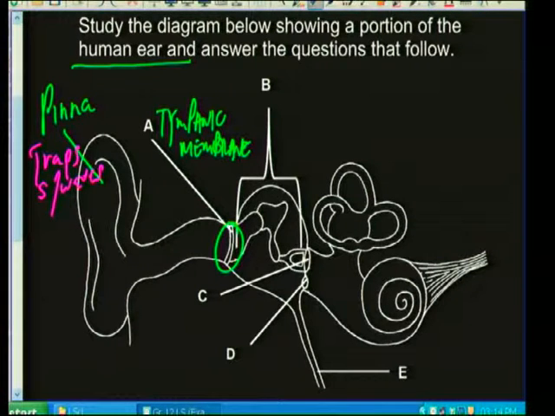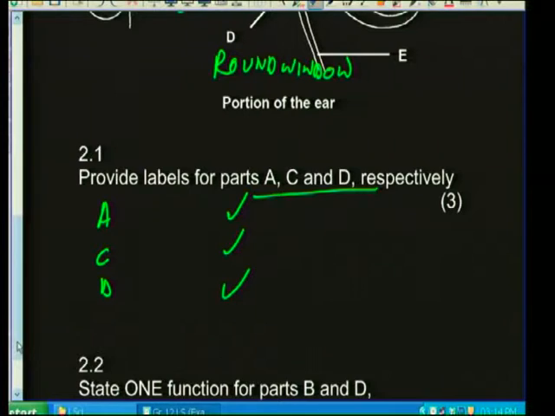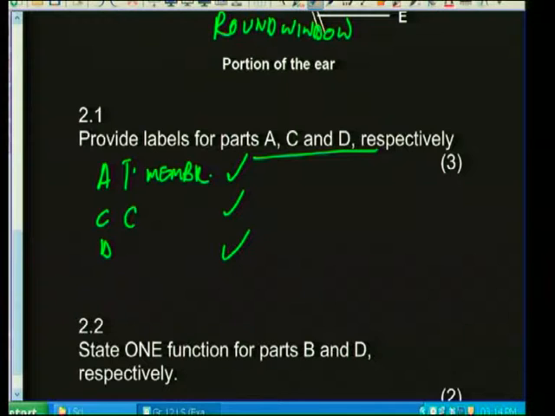C, this one here, that is the oval window. And the last one was D. D is this guy here, that is the round window. Good. So you would have written it here: tympanic membrane. Remember, I'm abbreviating. You cannot do this in exam. And then was the oval window. And then the round window.